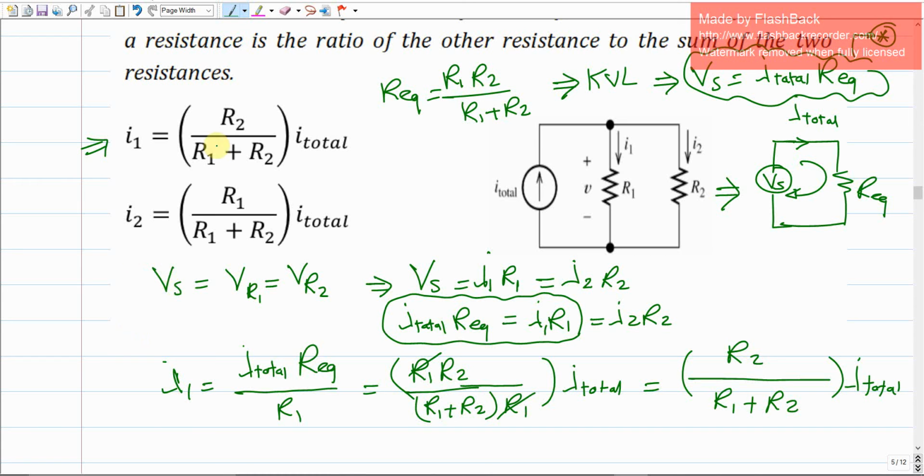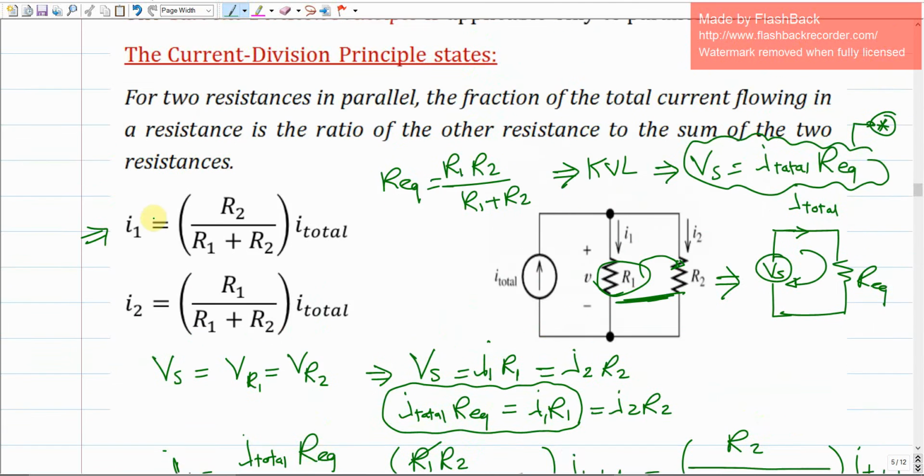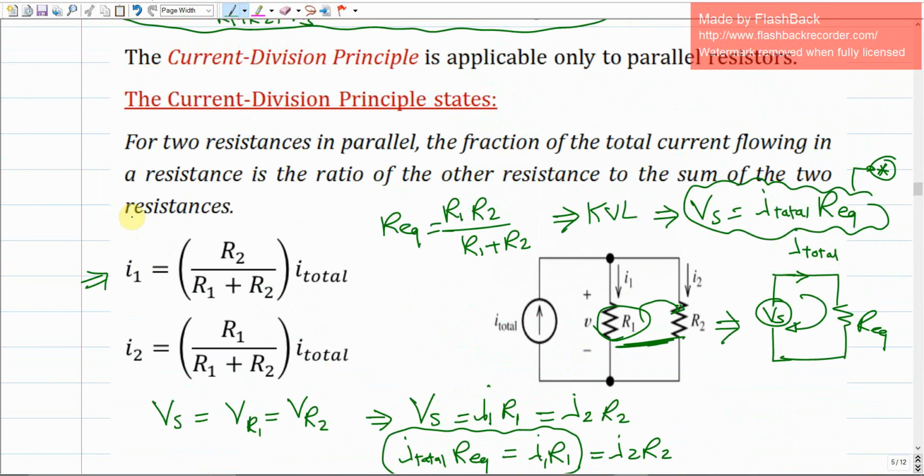So if we decided to read this relation very simply, if I ask you how much is the current over R1, you're going to tell me it should be the other resistance, which is R2, divided by the sum of the two resistors, multiplied times the total current of the electrical circuit. And this is the statement of the current division principle.